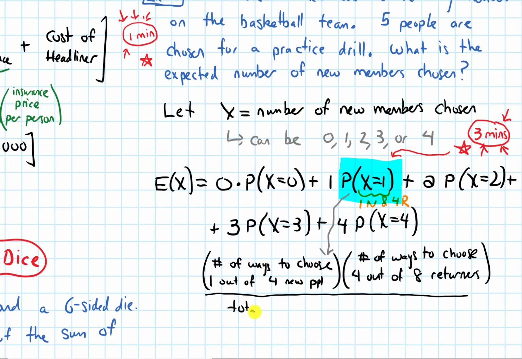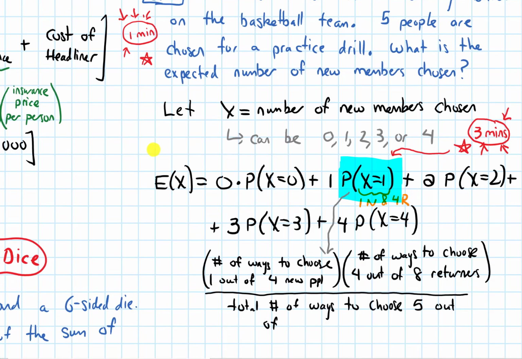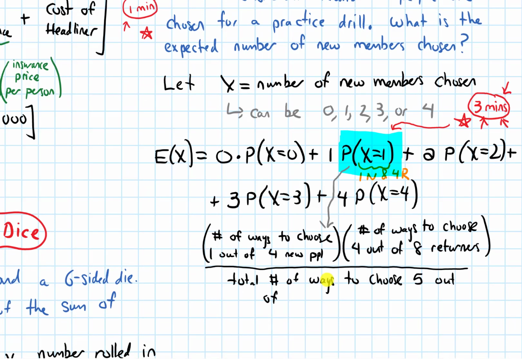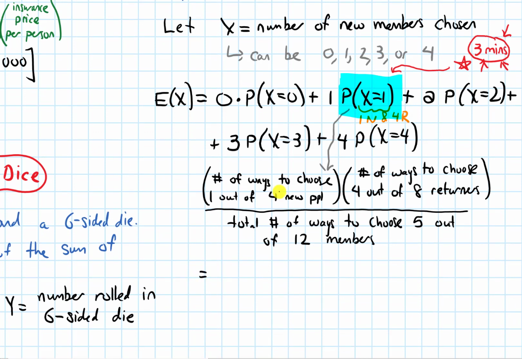In this case, this is the total number of ways to choose. Overall, we're choosing 5 out of, how many total people are there? There's 4 new and 8 returners. That means there are 12 total people. So the denominator is the total number of ways to choose 5 out of 12 members of this team. Okay, so these things on the top are going to be combinations.